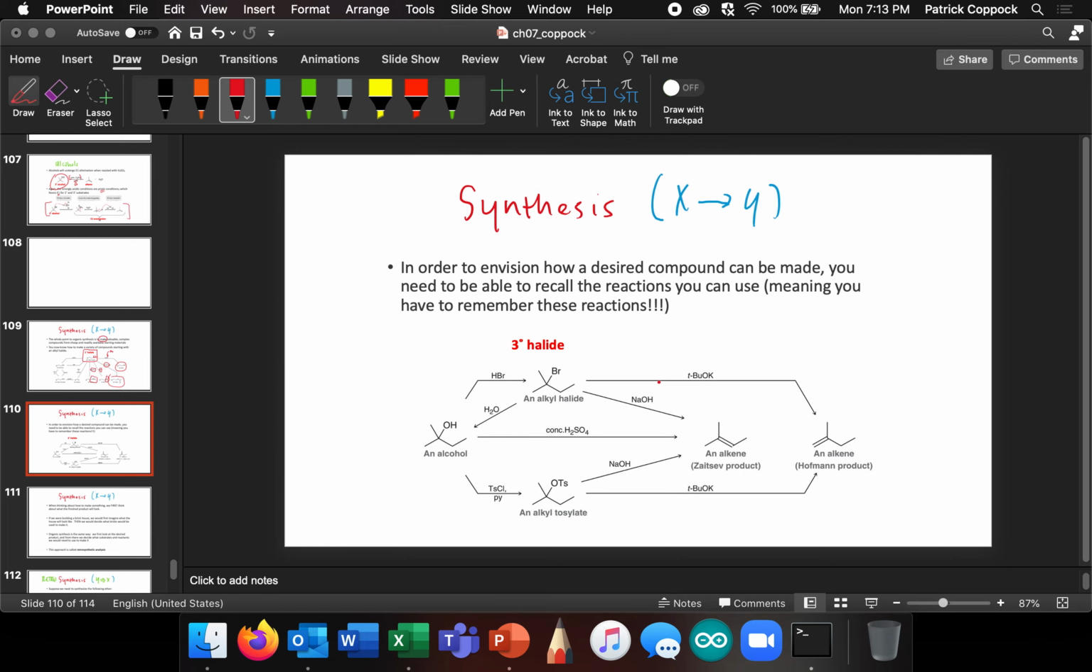Now, another example would be a tertiary alkyl halide. If you have a tertiary alkyl halide, we treat it with a big, bulky, strong base, and we're going to get an alkene. If we treat it with a small strong base, we're going to get the Zaitsev product, right? So these are all reactions which you've memorized up to this point.